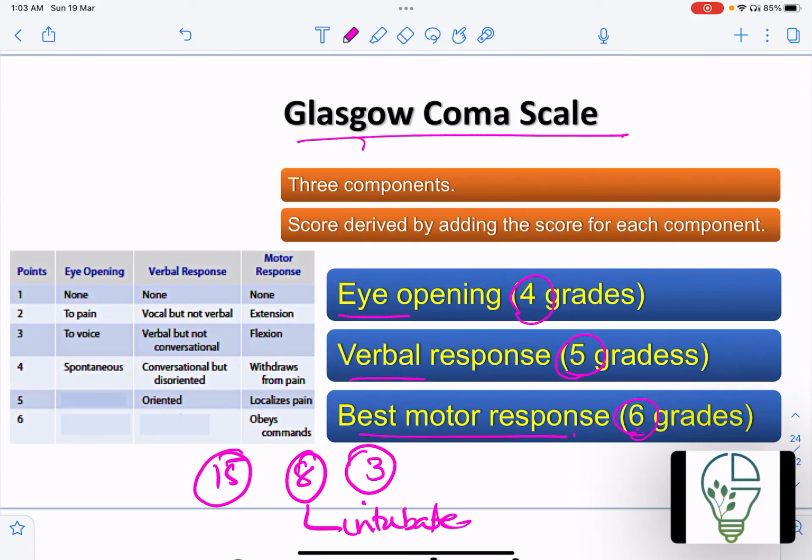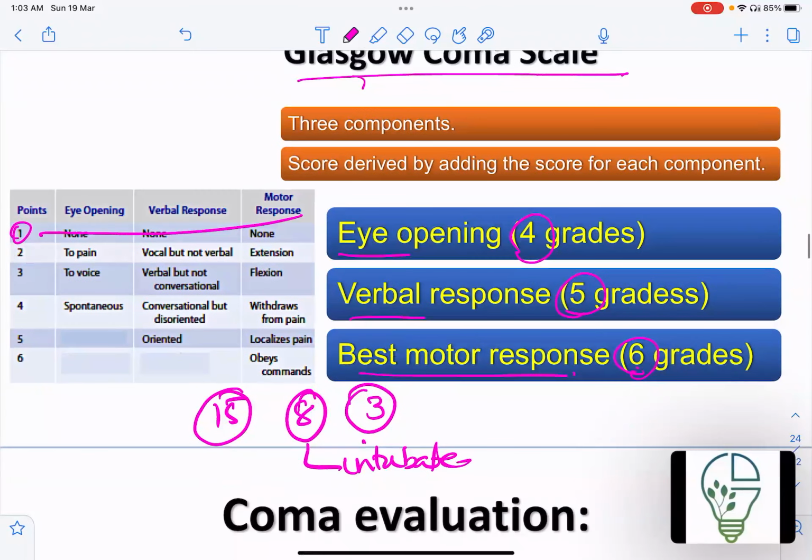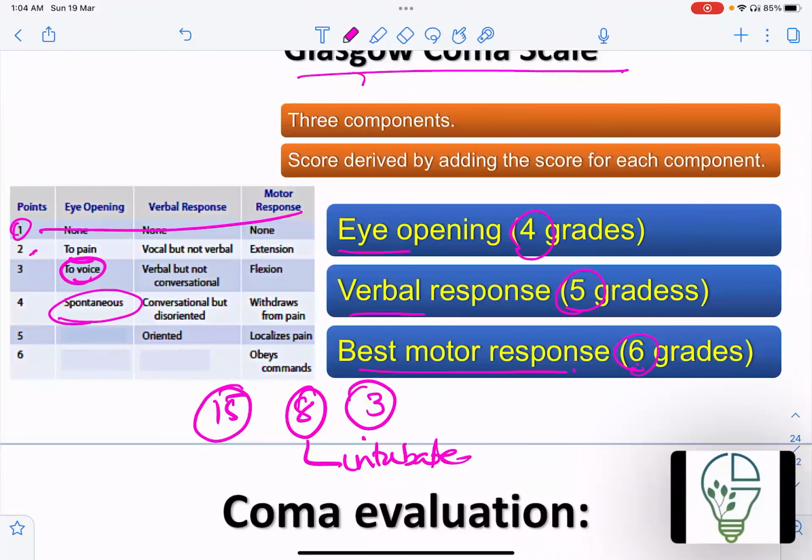In terms of eye opening, the point 1 for all of them is none, meaning there's no response. Then in eye, when they have spontaneous eye opening, they have the highest, which is 4. When they respond only to voice, it is 3. And when it's to pain, meaning when you press the patient, etc., and their eye opens, like in terms of stupor, it is to pain.